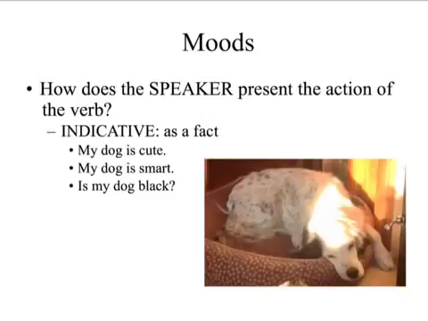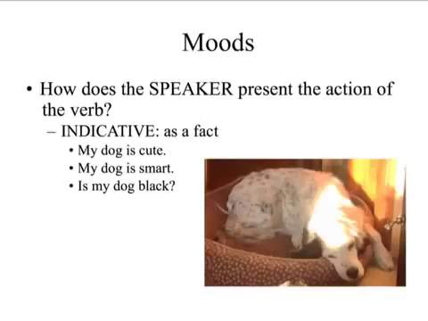The indicative, which is the most common mood, is where the speaker is presenting the action as a fact. Now, it's very important to realize that doesn't necessarily mean that it is a fact. Okay, here's my dog. I can say my dog is cute. That's indicative, and that is, of course, a fact. I can say my dog is smart. Also indicative. I'm also presenting that as a fact, but it is, in fact, not true.